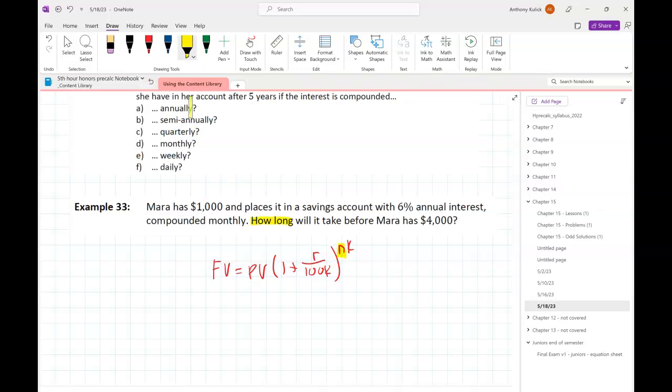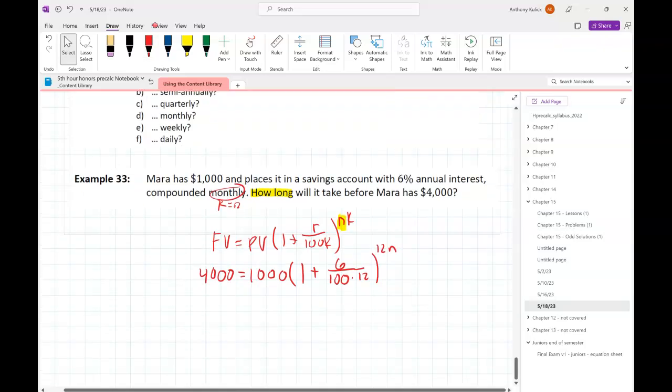How long? So we're looking for N. Okay? So what's going to go in as FV? Future value, 4,000. Good. And PV? Good. And R? And K? 12? Oh, that's me. Everybody feel good? Okay.